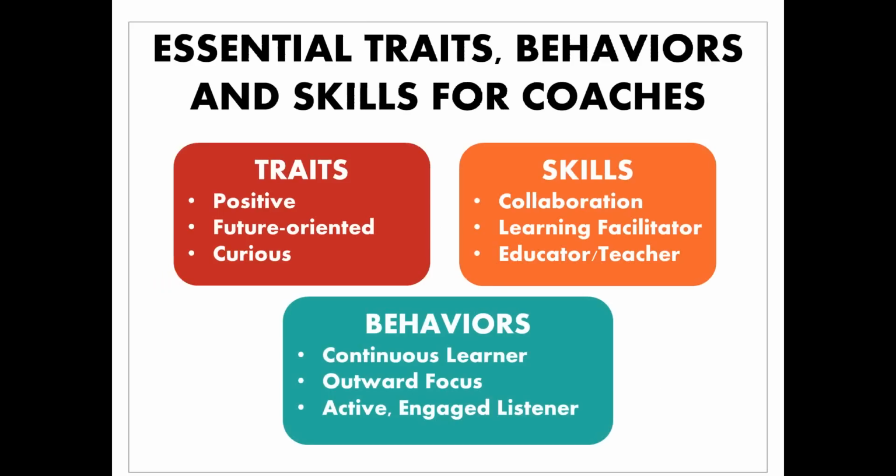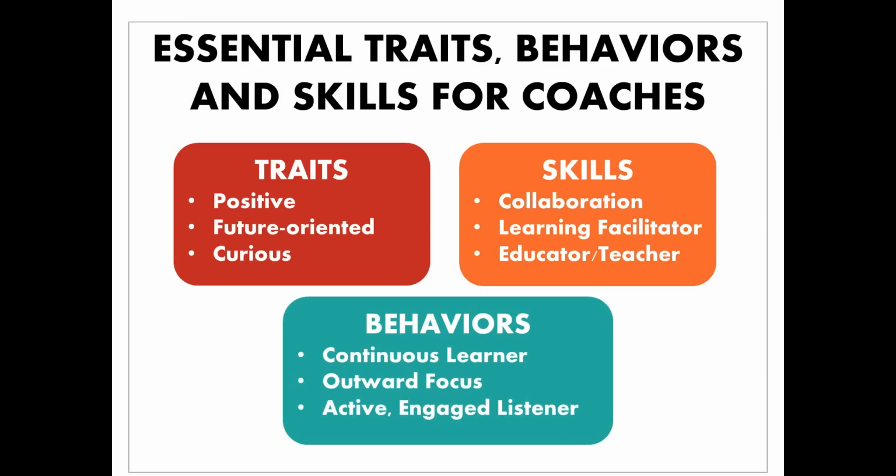So how do they get there? If you're looking for what success as a coach looks like, this is it. This is the picture of that person. There are traits, skills, and behaviors that they should exhibit. The traits are they need to be positive, they need to be future-oriented, and these need to be curious people. They can't be folks that are willing to accept the status quo and just take what's put in front of them. They have to be people that are going to go look for new and interesting ways to look at things.